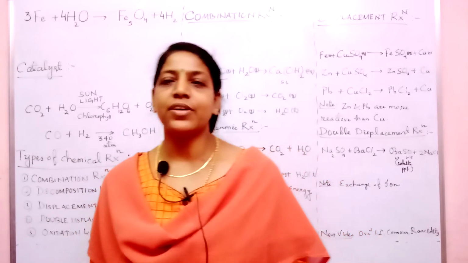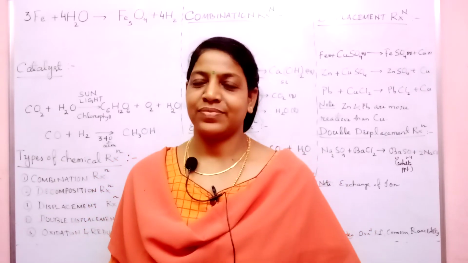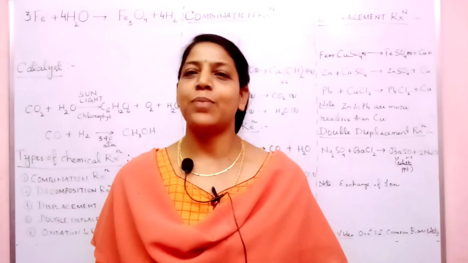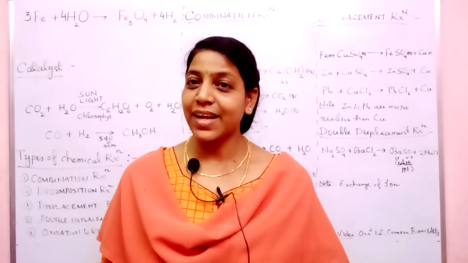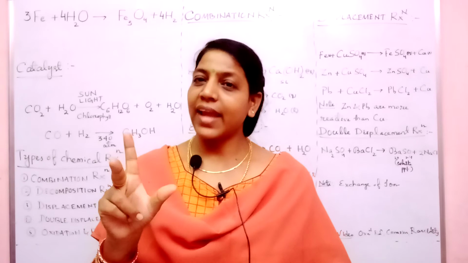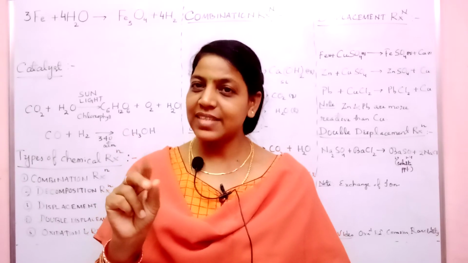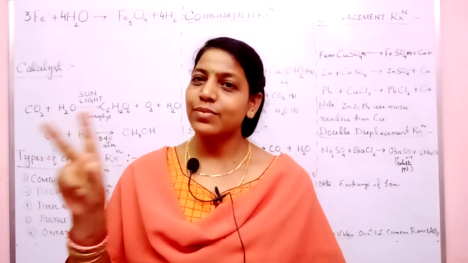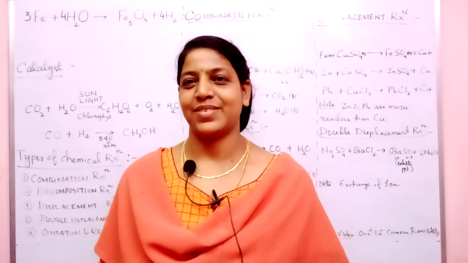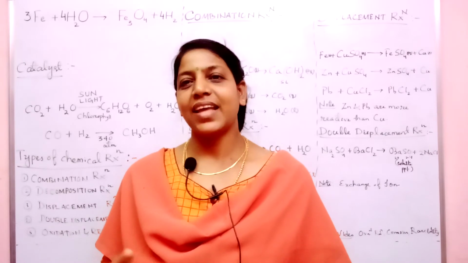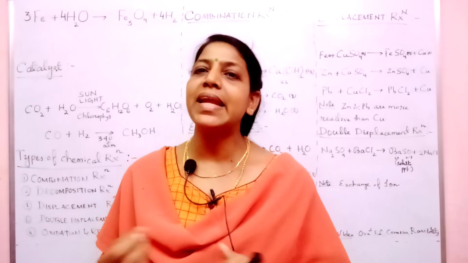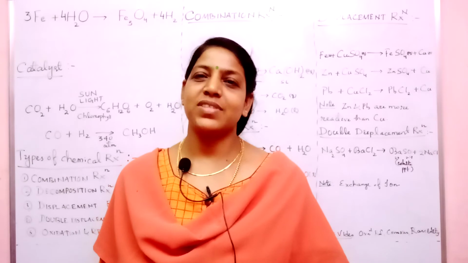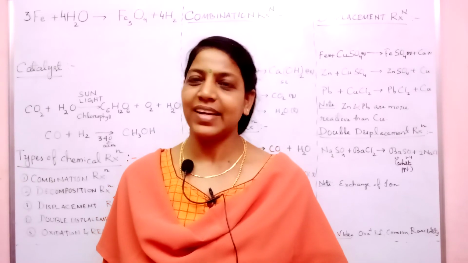The second one is the decomposition reaction. In a decomposition reaction, what happens? It is just the reverse process of the combination reaction. In combination, 2 or more reactants combine together to give a single product. Here, a single reactant gives 2 or 3 products. So whenever there is decomposition, or you can say splitting of elements or compounds, it is called a decomposition reaction. Okay, clear concept?